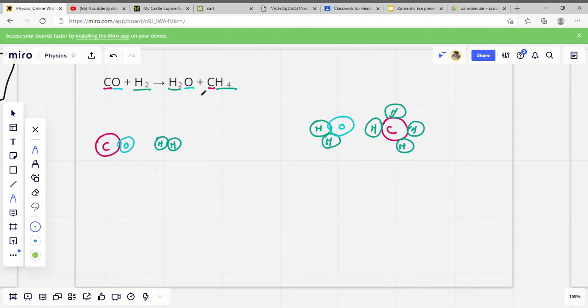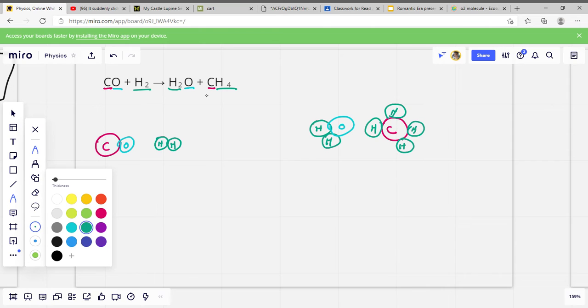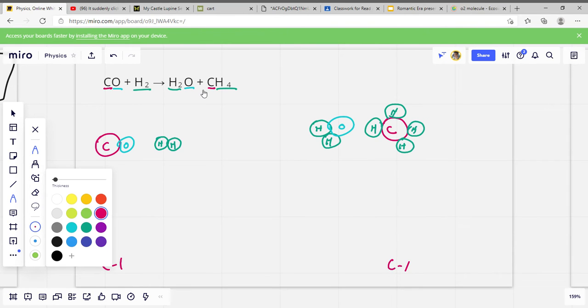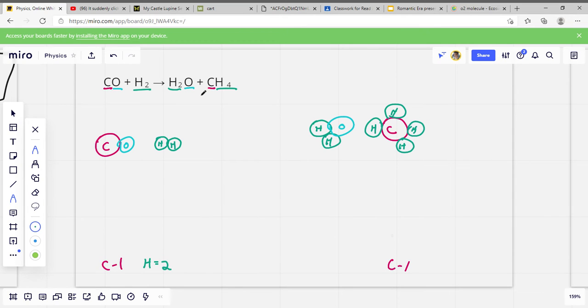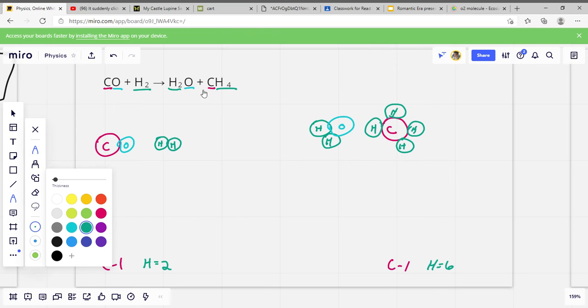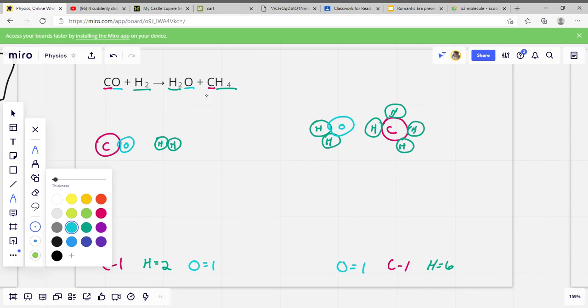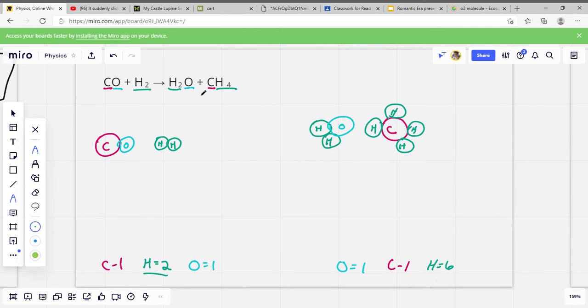All right, we can see that this is definitely not balanced. Over here we've got 1 carbon, and over here we have 1 carbon, so our carbon's balanced out. Our hydrogen, over here we have 2. Over here we have 1, 2, 3, 4, 5, 6. And our oxygen, over here we have 1. And over here we have 1. Okay, so the one that's not balanced is going to be our hydrogen. So we got to try to balance this hydrogen.